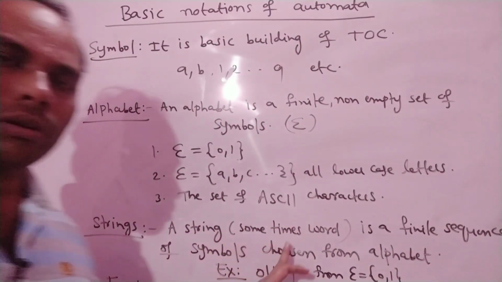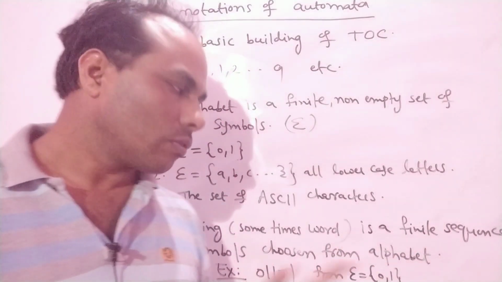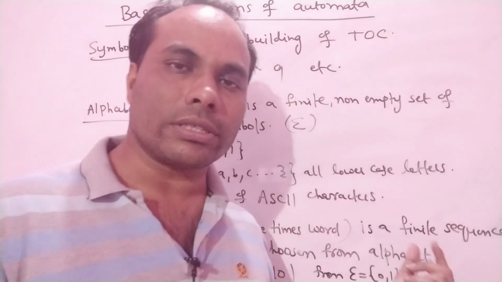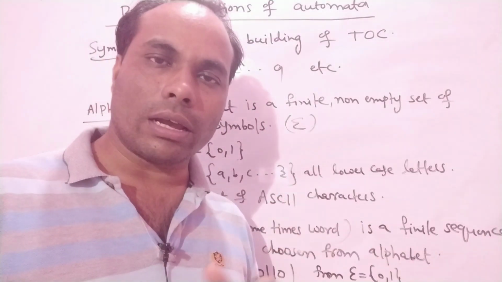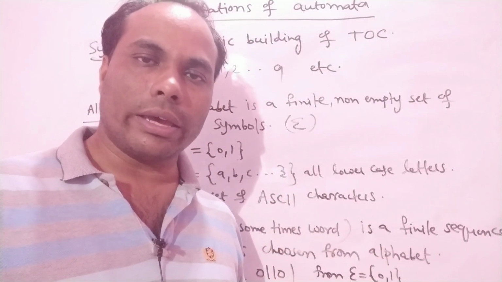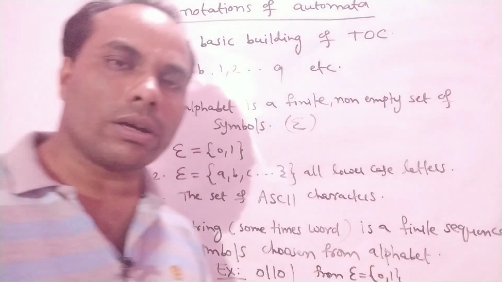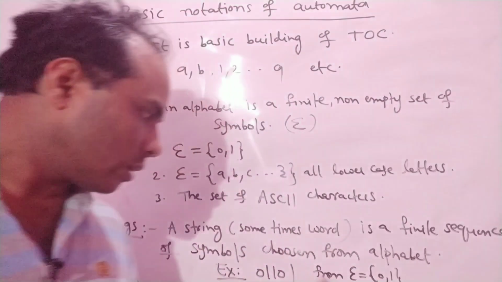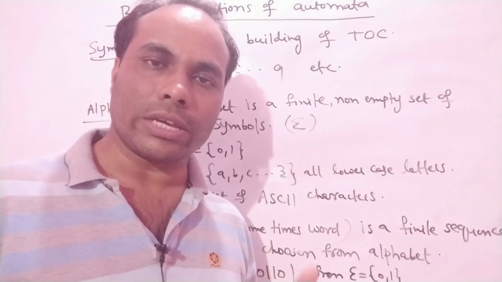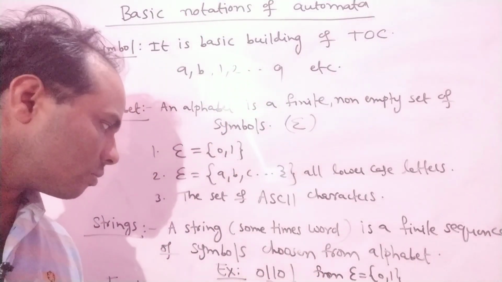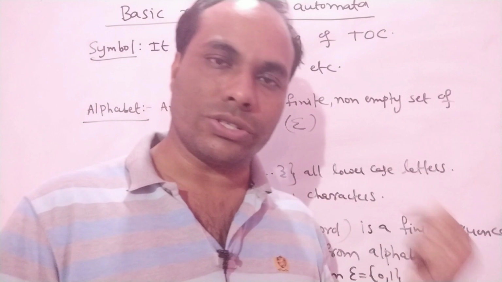The string, sometimes you call it a word. It is a finite sequence of symbols chosen from the alphabet. For example, I am taking sigma as 0, 1 as the alphabet. You can take any alphabet like A, B, C, D also, but here I am taking 0, 1. From 0, 1, what different sequences are possible? One sequence possible here is 0, 1, 1, 0, 1. Any random sequence is possible. This particular sequence you call a string. This is the string, generated from the alphabet 0, 1.